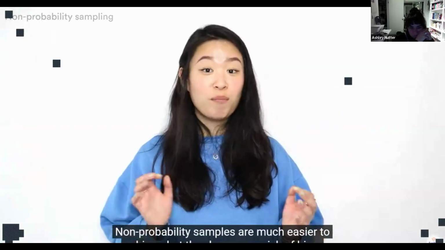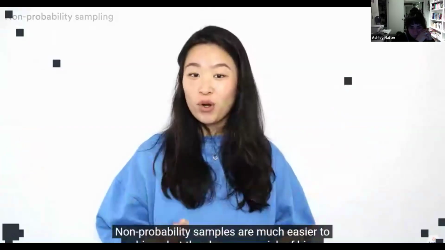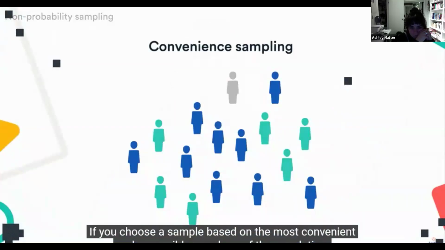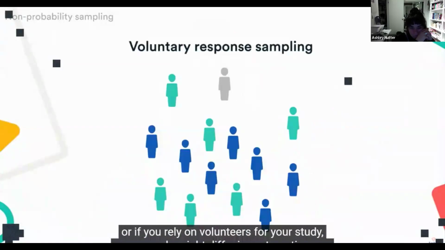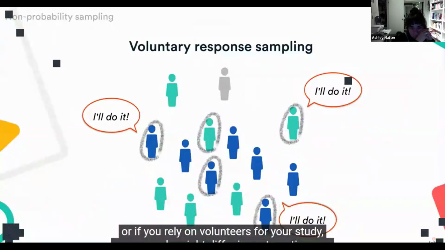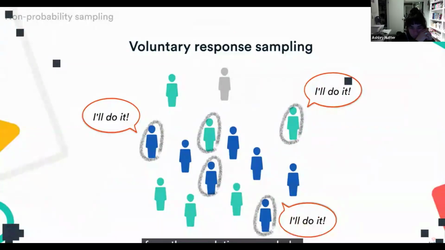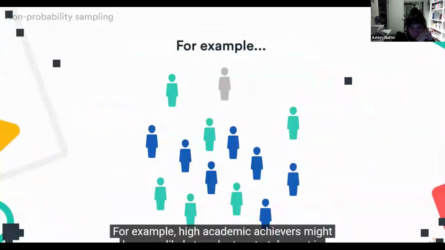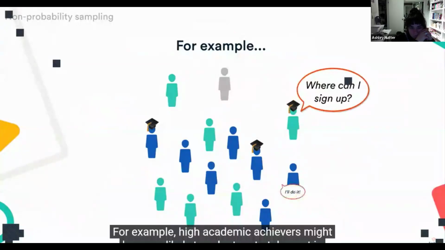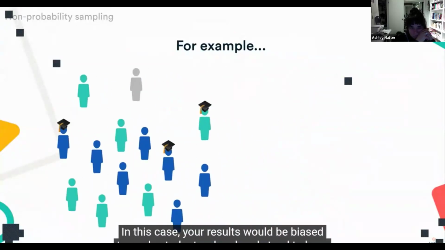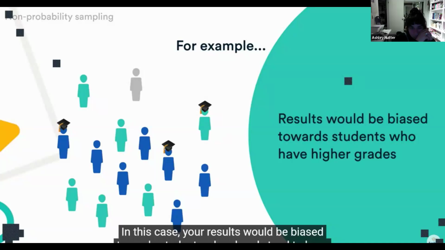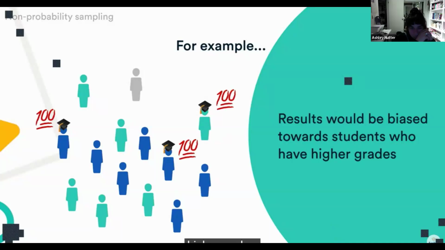Non-probability samples are much easier to achieve, but they have more risk of bias. If you choose a sample based on the most convenient and accessible members of the population, or if you rely on volunteers for your study, your sample might differ in systematic ways from the population as a whole. For example, high academic achievers might be more likely to volunteer to take part in an online teaching study than students in general. In this case, your results would be biased towards students who already tend to have higher grades.